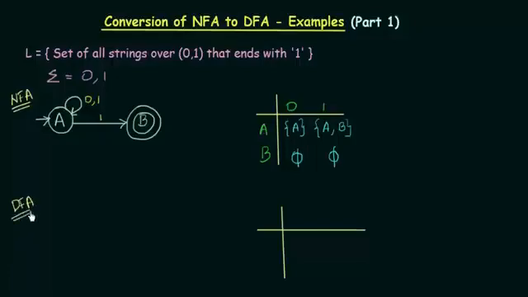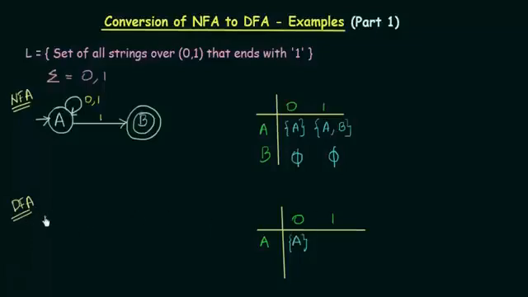So let us try to convert this to its equivalent state transition table for the DFA. For that, again I'll have my inputs 0 and 1, and first of all, let me start with state A. Let us make the transition table by looking at this table. A on getting input 0, where does it go? It goes to A itself. And A on getting input 1, where does it go? It goes to two states, A and B.